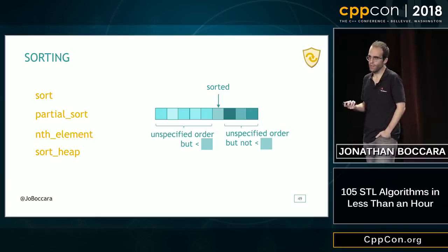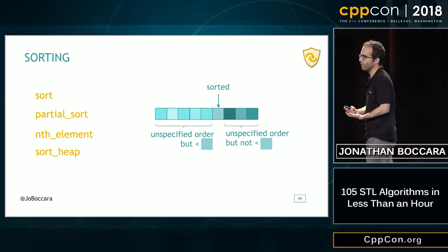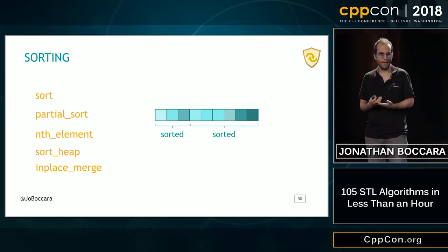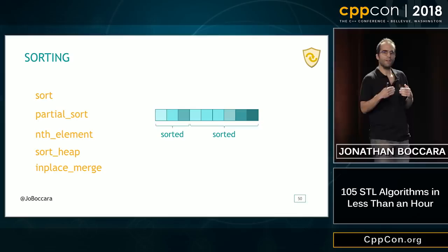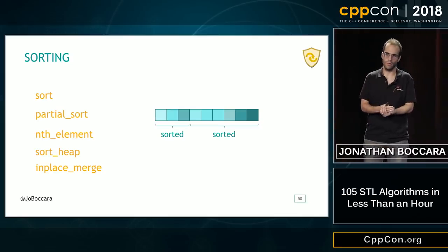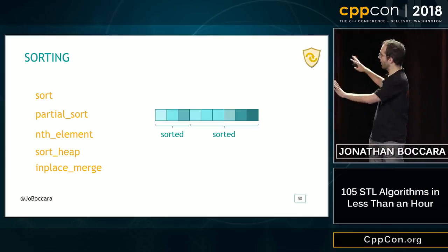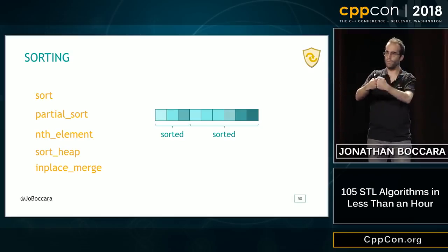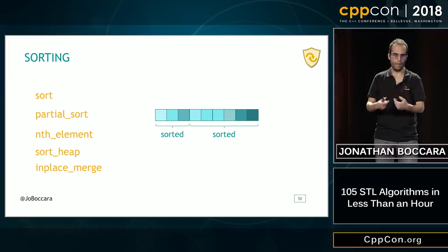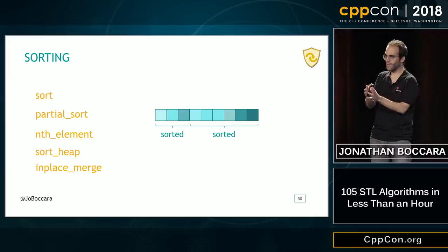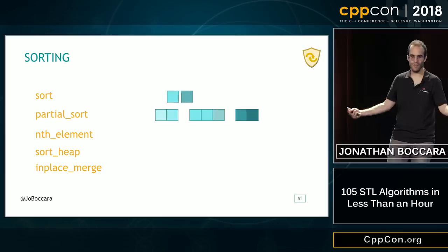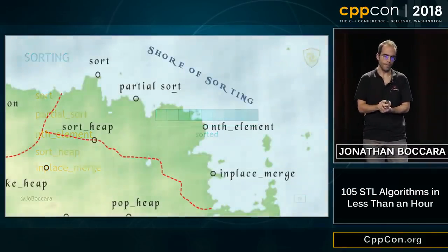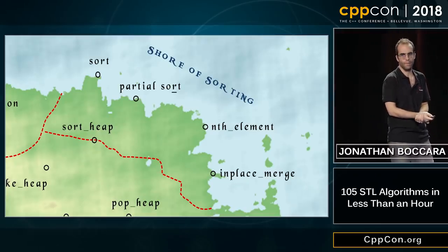There's sort heap, which we've mentioned with repeatedly calling pop heap, and there's in-place merge. In-place merge is the incremental step in a merge sort. So we've got a collection that we can mentally think of as two halves, and merge sorts. So the two halves are sorted, and merge sorts combines the whole thing into a sorted collection. So that's about sorting with the STL.